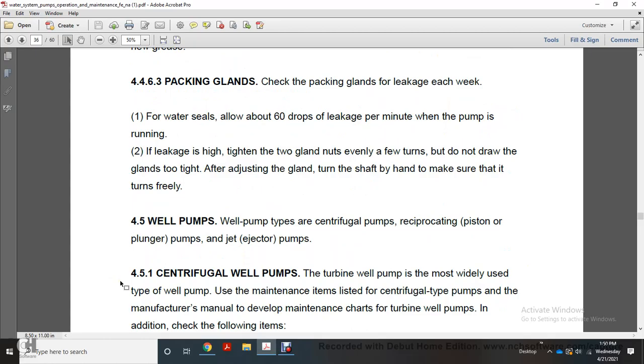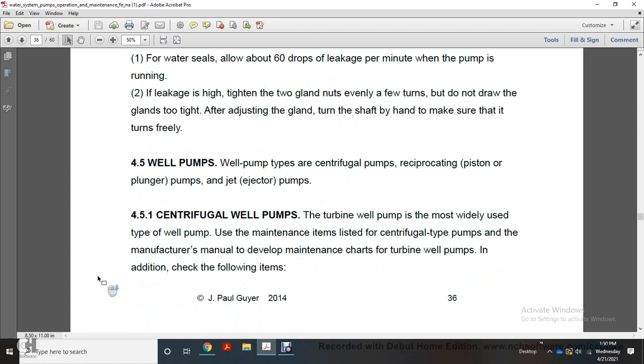Well pumps. Types include centrifugal pumps, reciprocating piston pumps, jet pumps, and ejector pumps. Of the centrifugal well pumps, the turbine well pump is most widely used. The maintenance items listed for the centrifugal type pump are mainly developed from the manufacturer's chart for turbine well pumps.